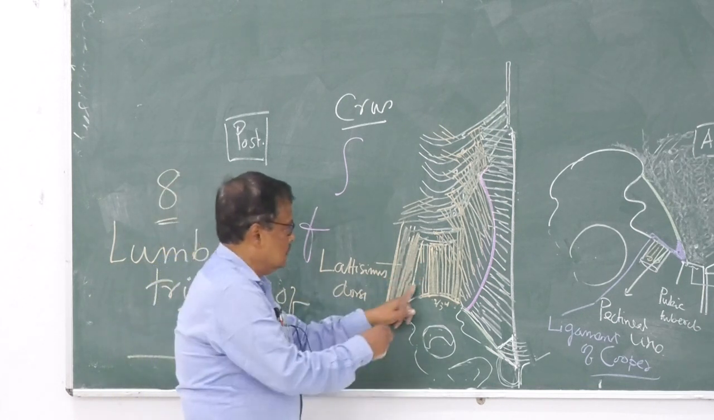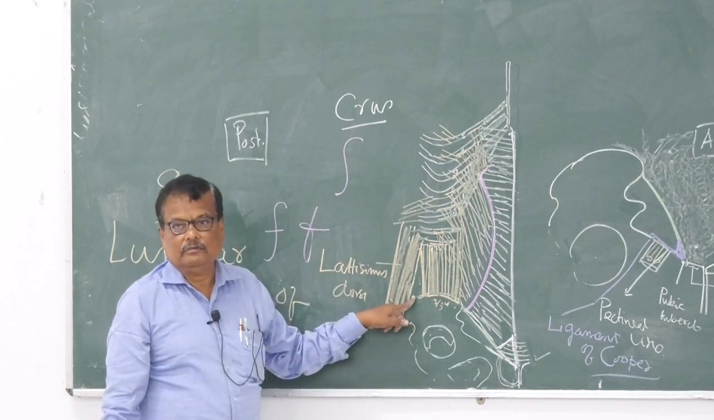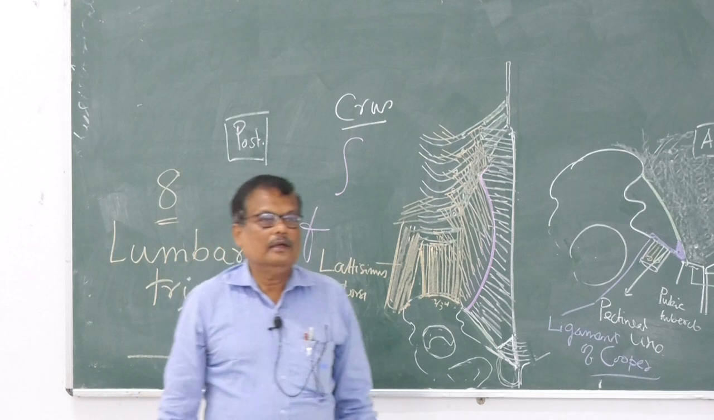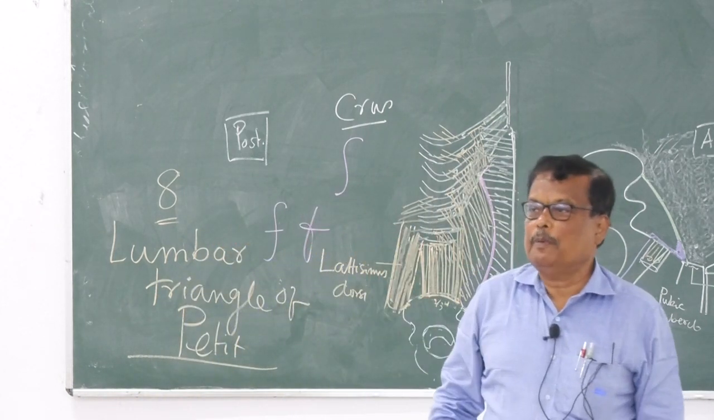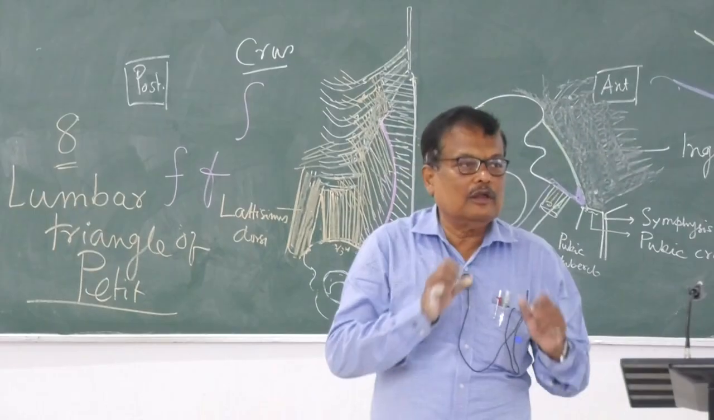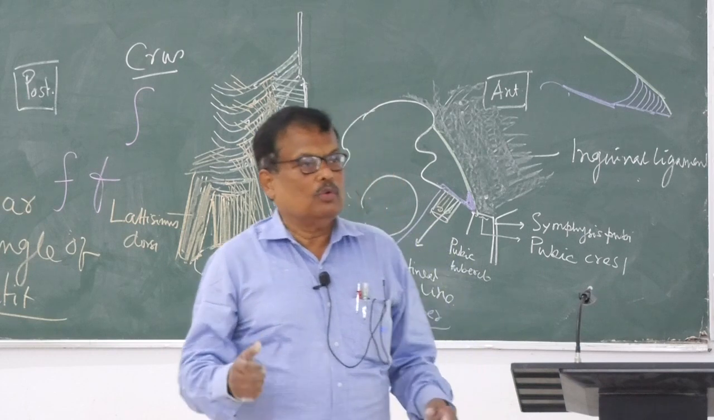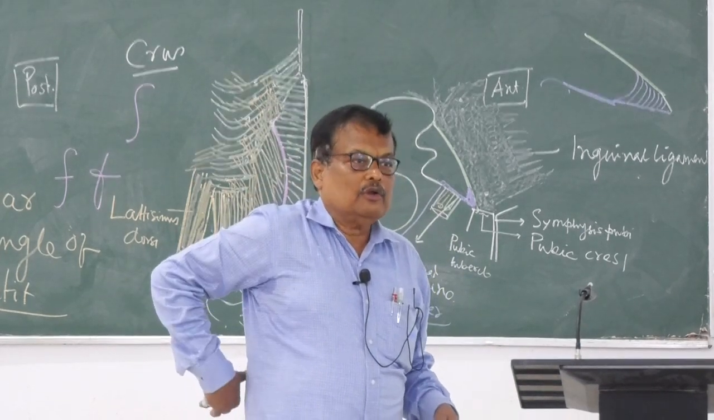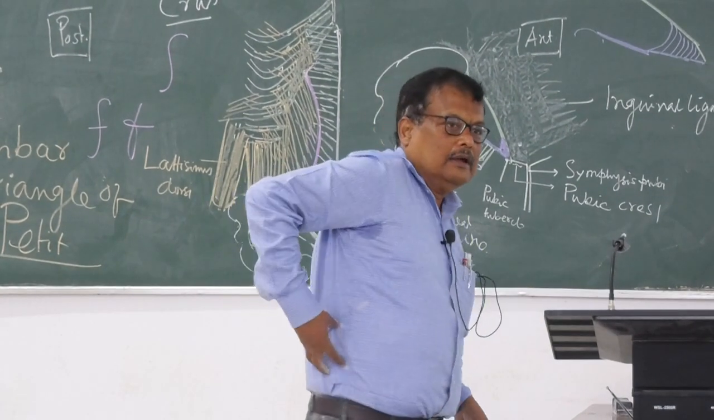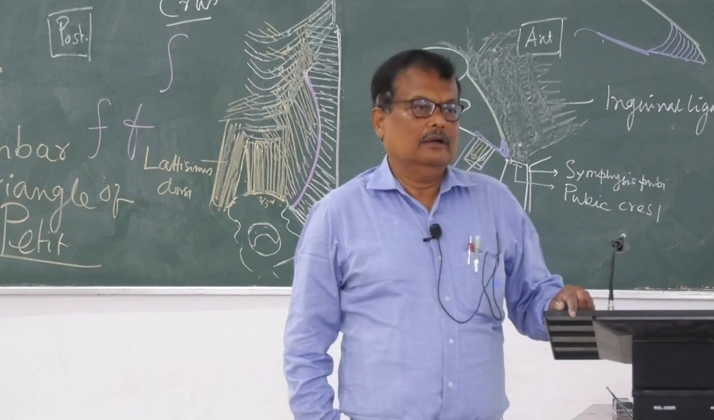Apex is the joining of the two borders, base is the iliac crest. Floor is formed by the internal oblique. It is a very potential weak spot, so in those whose internal oblique muscle is very weak, from not exercising or for some other reason, abdominal content or fat may bulge out here to form a hernia called lumbar hernia.